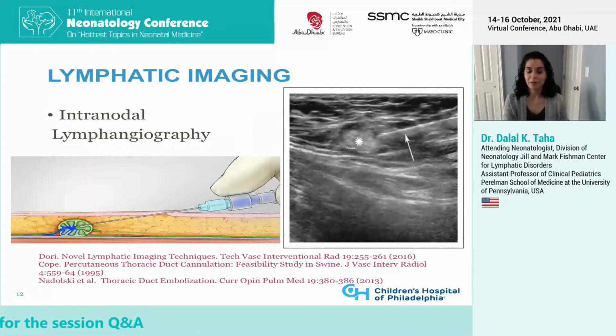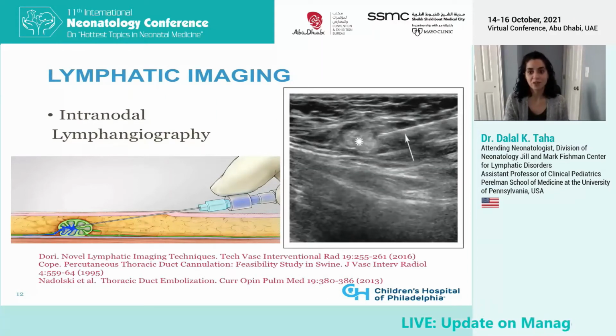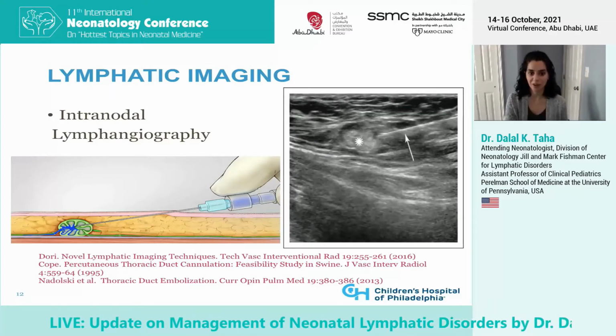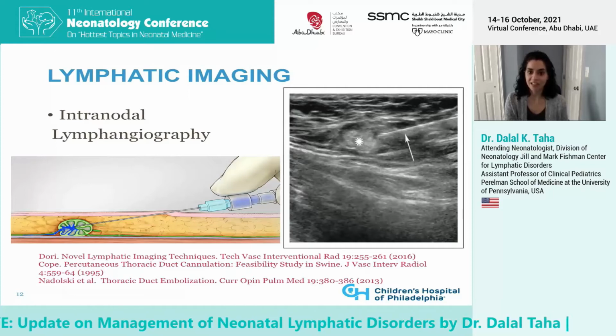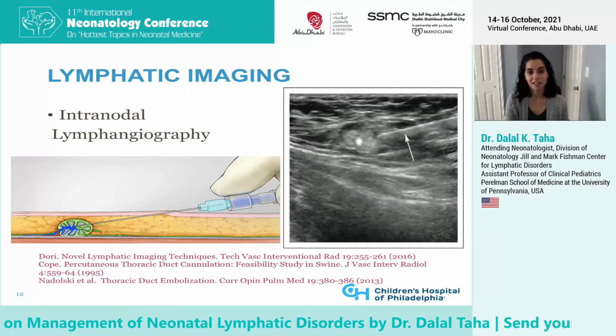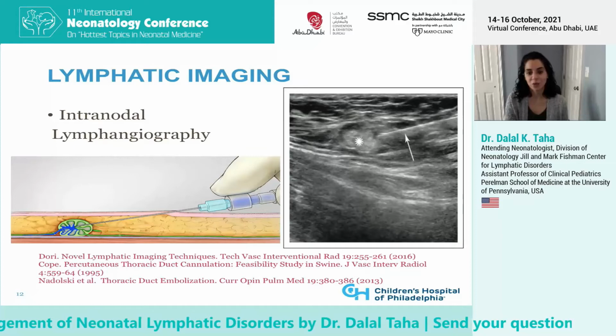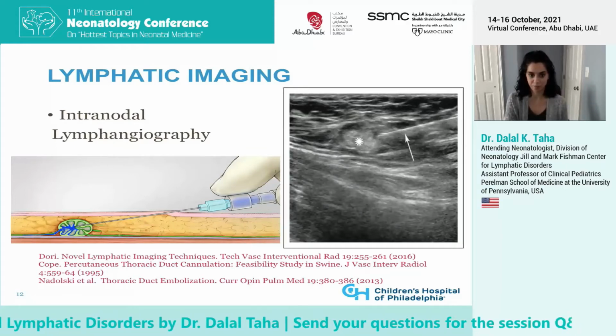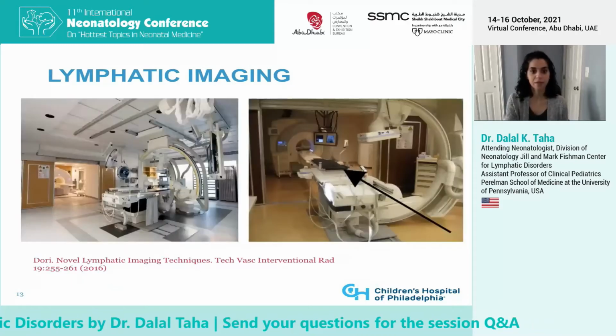A minimally invasive method to image the lymphatic system is through intranodal lymphangiography. This technique begins with inserting small needles into the inguinal lymph nodes. Through these needles, contrast is then injected and the lymphatic system is imaged fluoroscopically or with MRI. The image on the right is an ultrasound view of the lymph node highlighted by the white star, and this white arrow is pointing to the needle entering the lymph node.